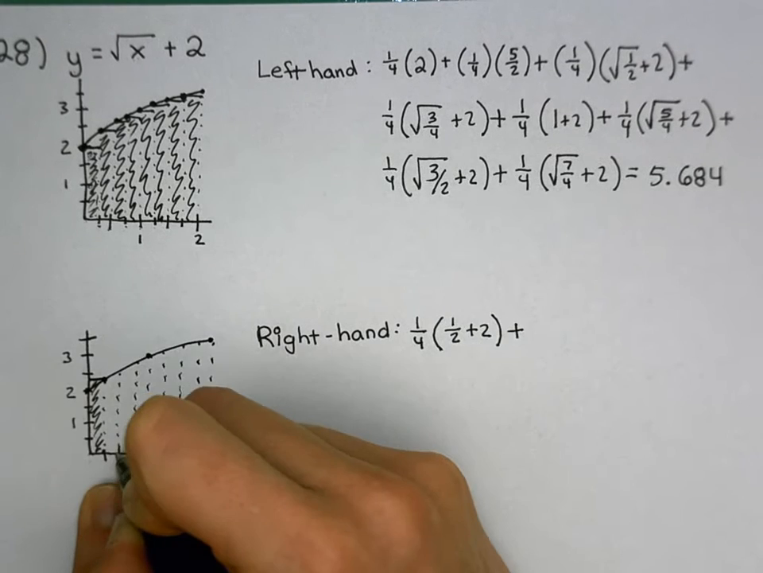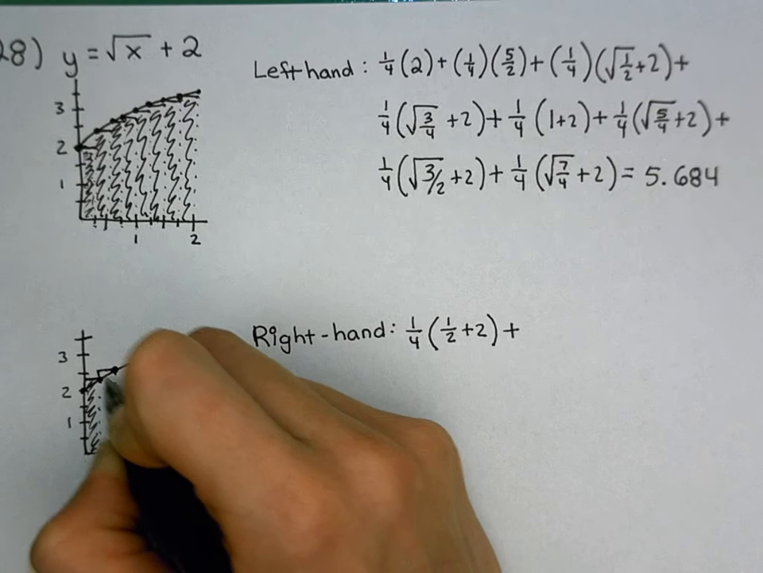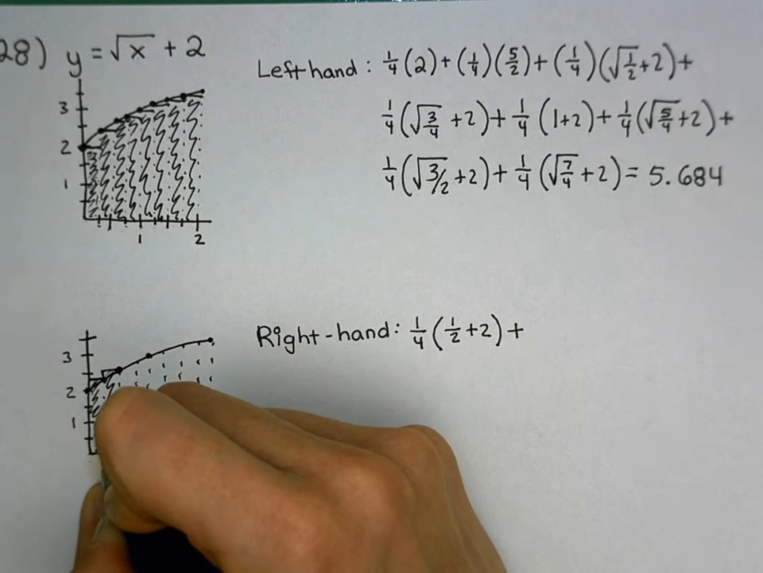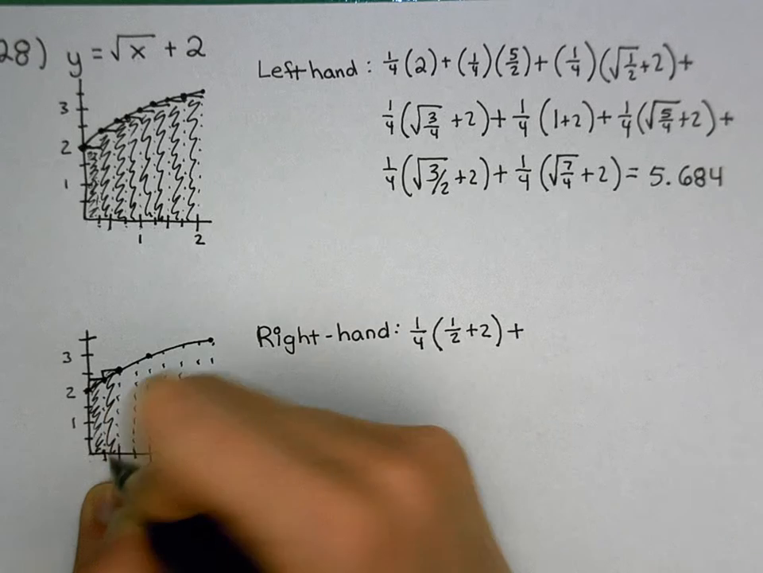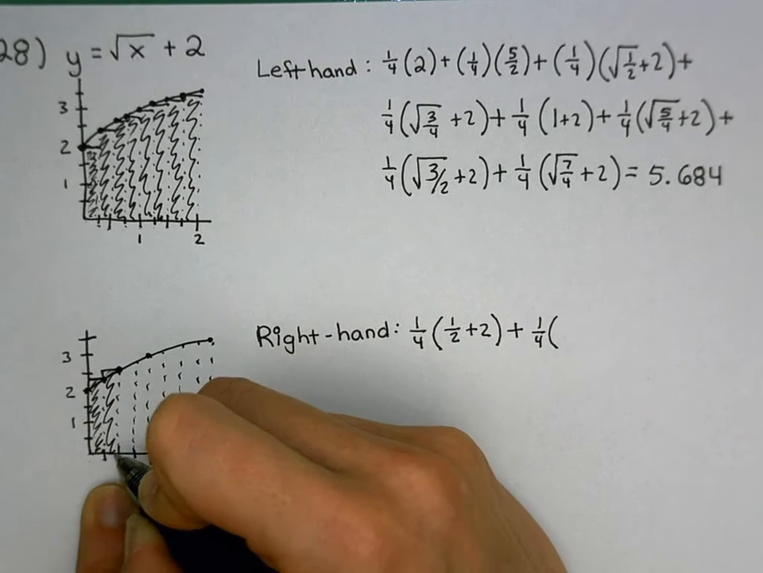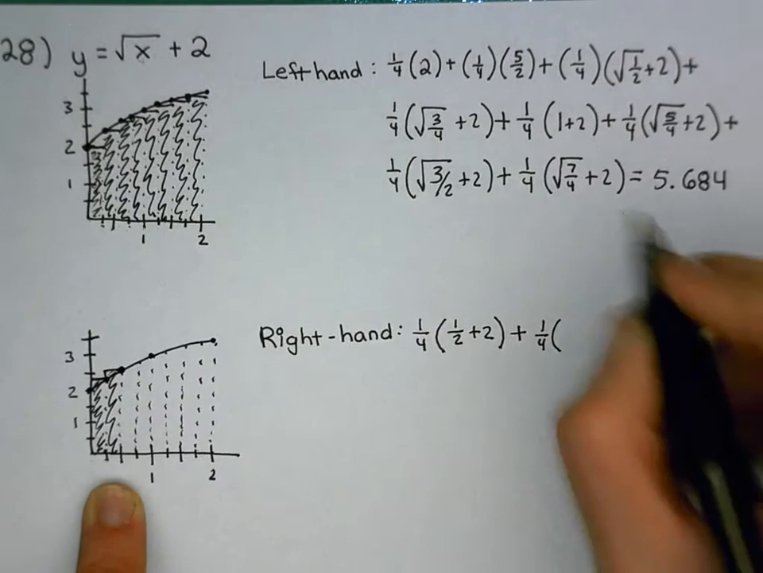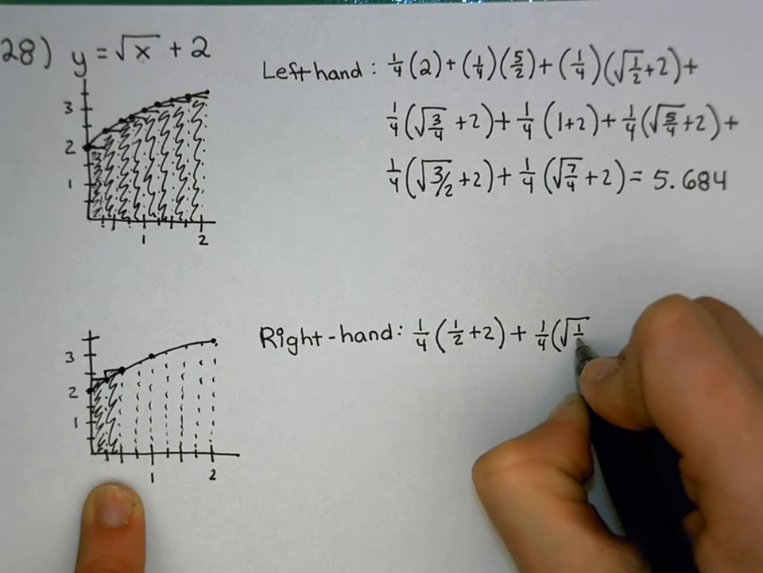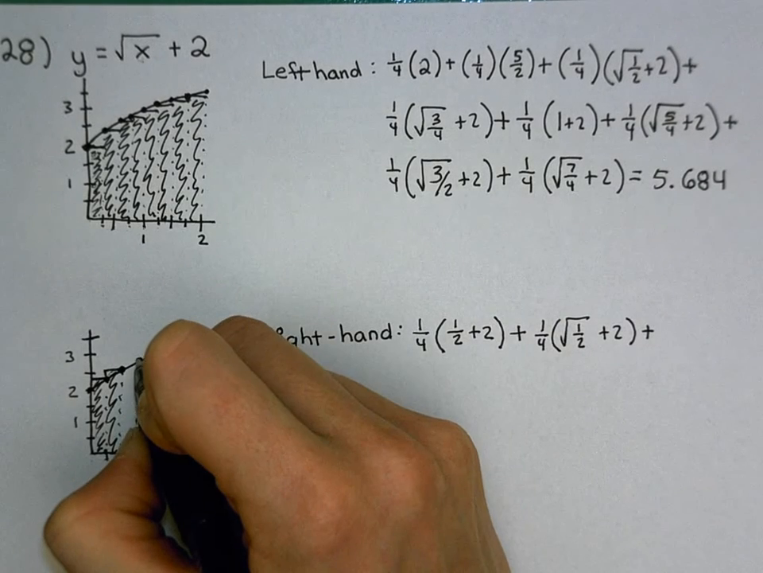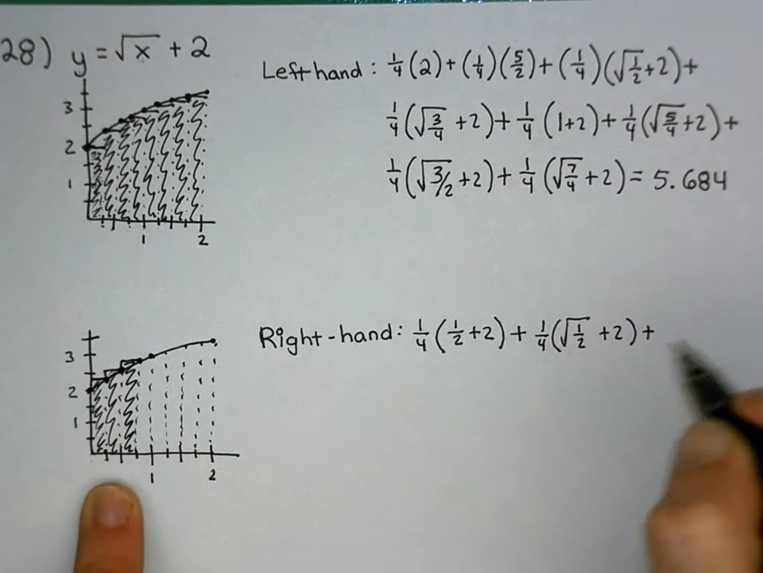Plus, and then my second right hand. There's my rectangle, again an over approximation. Base is again 1/4 because that's the distance from 1/4 to 1/2, change in x. And my height comes from the right x value, which is 1/2 plugged into y equals. So square root 1/2 plus 2. And we're going to do that for all of the right-hand Riemann sums. I should say for each of the subintervals.